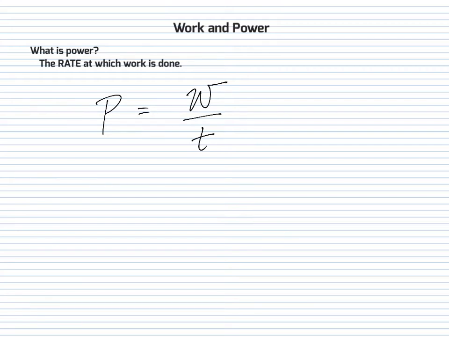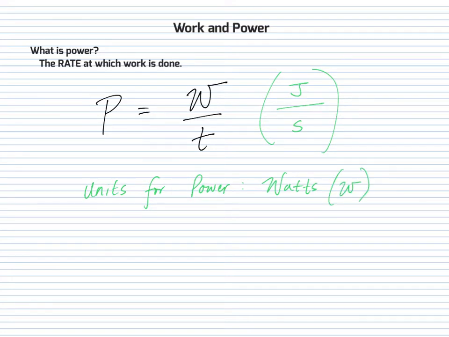Now our units for power: our units for work were joules, and our units for time are seconds. Now we could say that power is a joule per second, but we again simplify that, and we say our units for power are watts, and we abbreviate that with a W. Don't confuse W for watts and W for work. We like to use the same symbols in physics. I think it's just to confuse people.